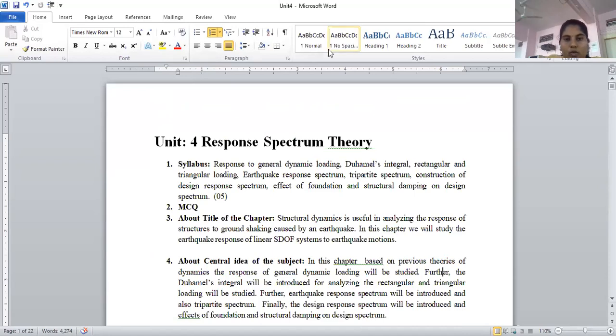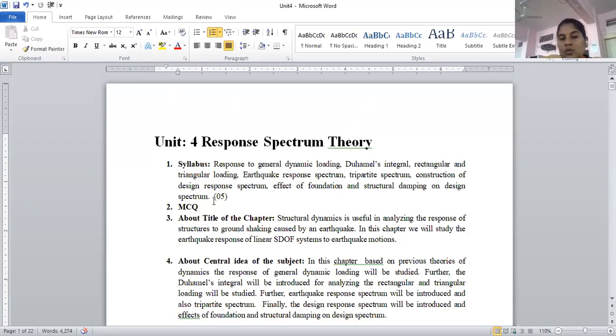Today we will start the new chapter, that is unit number 4, the response spectrum theory. In the last lecture, we completed unit number 3, which is related to forced vibration and free vibration, the different derivations, different formulas, and the problems. All those parts we finished in the last lecture. In this lecture, we'll start unit number 4, the response spectrum theory.